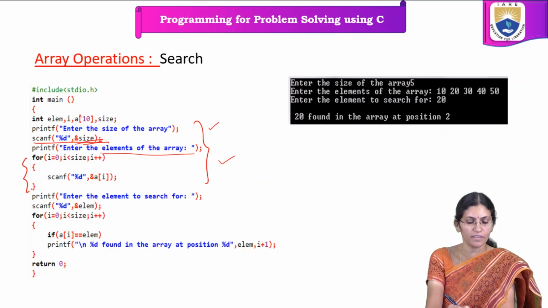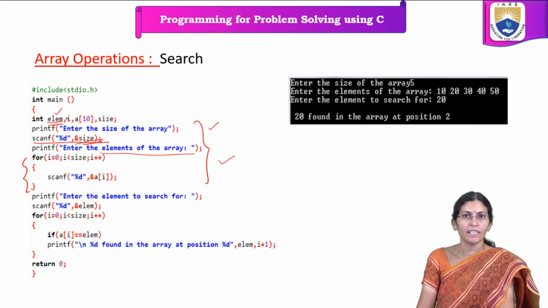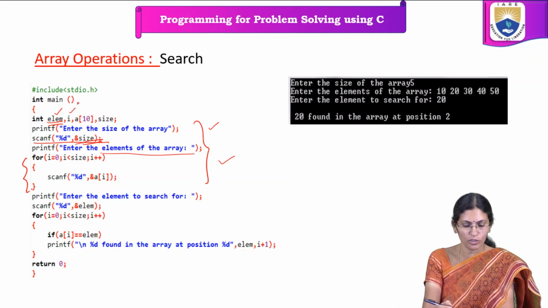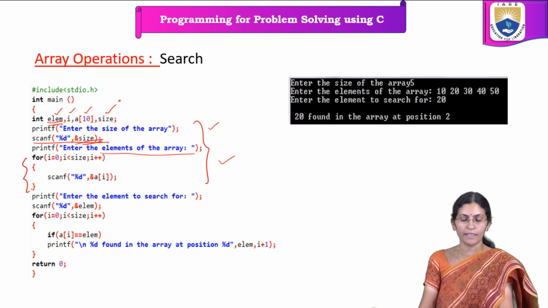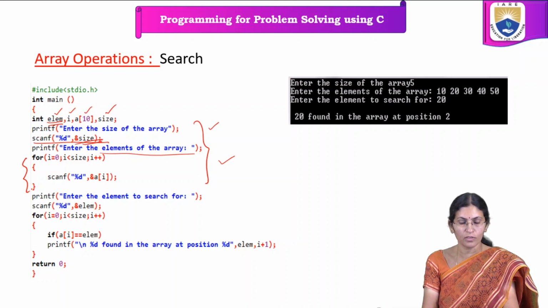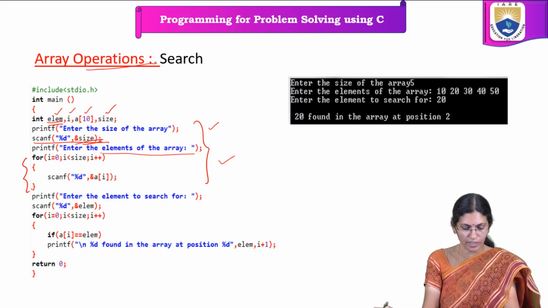What is declared here is element. This element will take the data which is to be searched in the array. This is the I variable which is used for looping through the array, this is the maximum array size which can be used here, and this is the size variable. Now let us see the code to perform the search operation in the array.